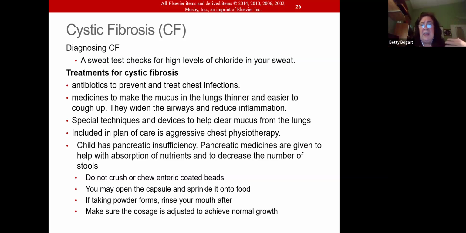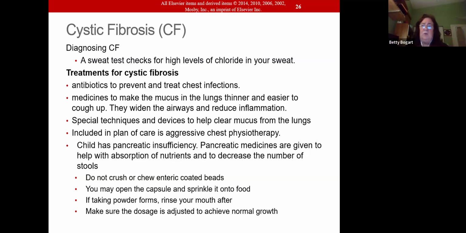Well, if you're having chest infections, antibiotics, all sorts of medicines to thin, loosen, albuterol, Pulmicort, everything to get all of the secretions up. CPT, those electronic vests that move the chest around. This is what they need twice, 3, 4 times a day.